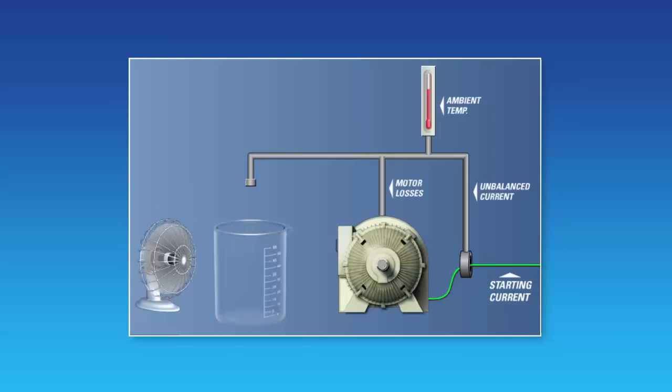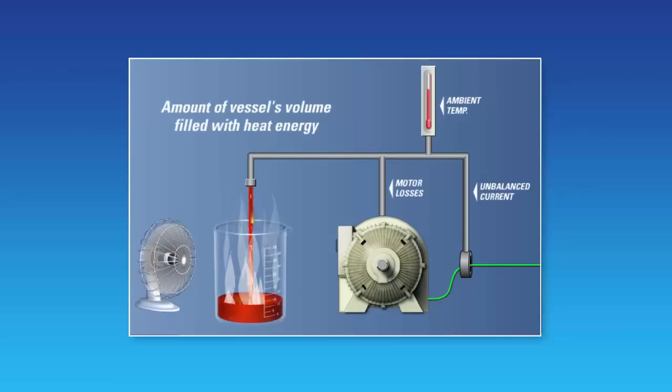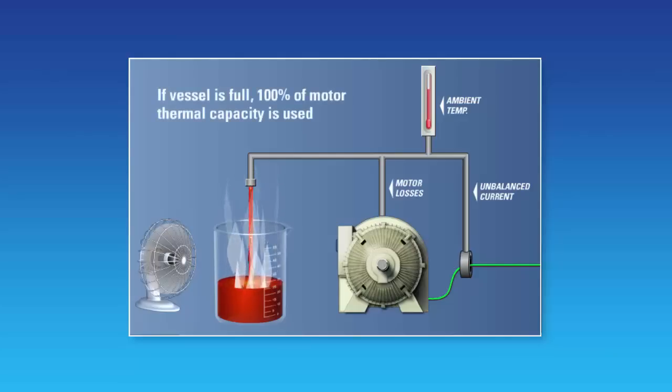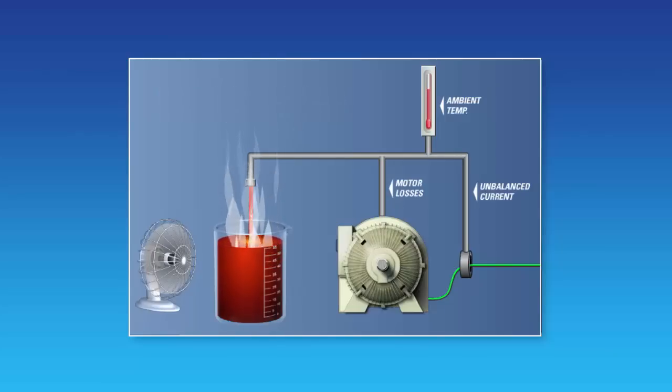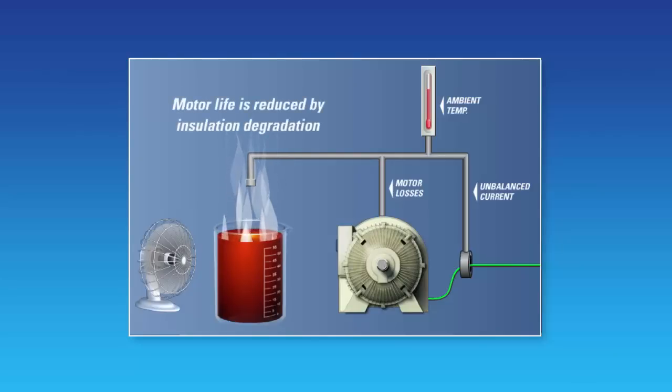The thermal capacity that has been used is expressed as a percentage of the total thermal capacity of the motor, and can be thought of as the amount of the vessel's volume that has been filled with heat energy. If this imaginary vessel is full, 100% of the thermal capacity of the motor has been reached, and any further increase will result in damage to the motor's insulation. The motor insulation does not immediately melt. Rather, the rate of insulation degradation has reached a point where motor life will be significantly reduced if it continues to run under this condition.